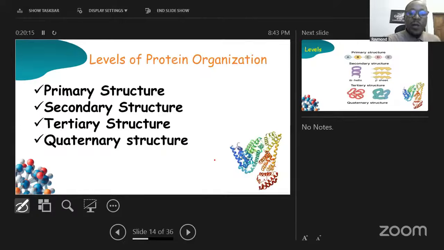So now we have levels of protein organization. These are 4 levels of protein organization. We have the primary structure, which is just the sequence of the amino acids found in the protein. If you look at the protein, the sequence of arrangement of all the amino acids is defined as the primary structure of that protein. Then we have the secondary structure.